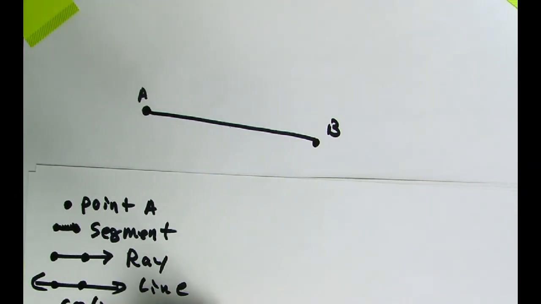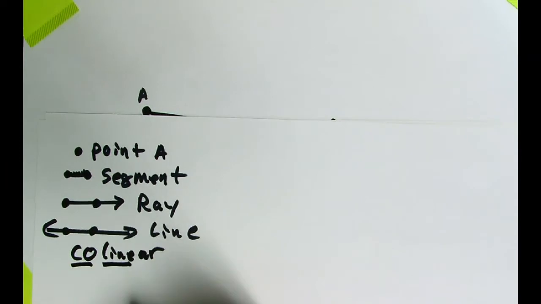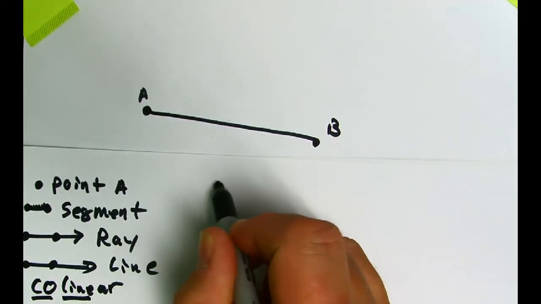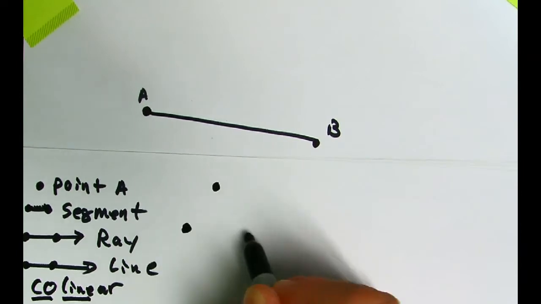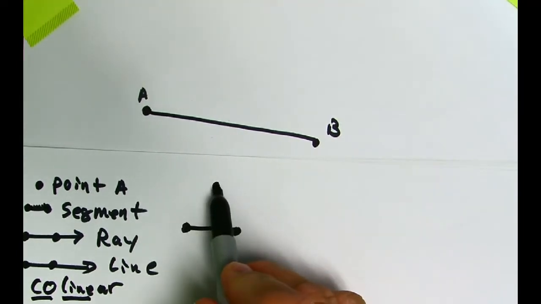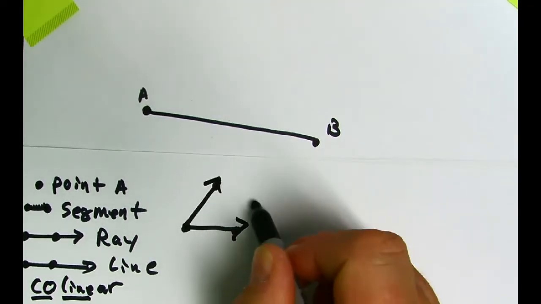Now, these would all have to be co-linear points, because they would have to be on the same line. So these are all collinear points. Now, as soon as I put points out of the way, so I have my 2 points and I put another point here, I create an angle.